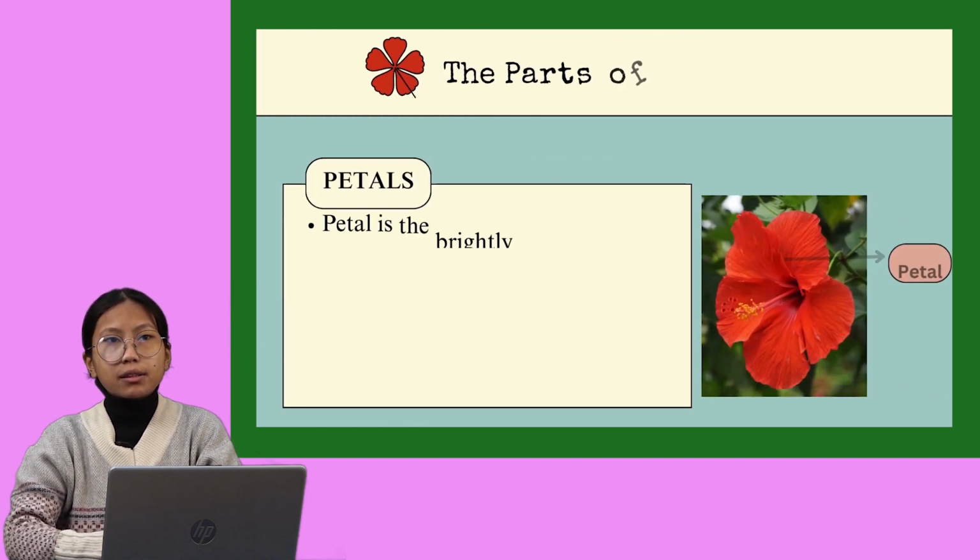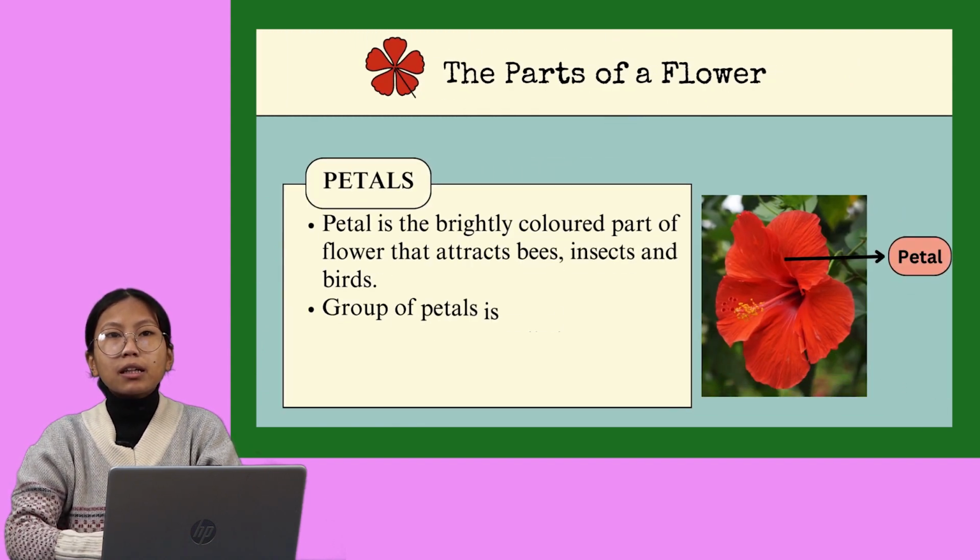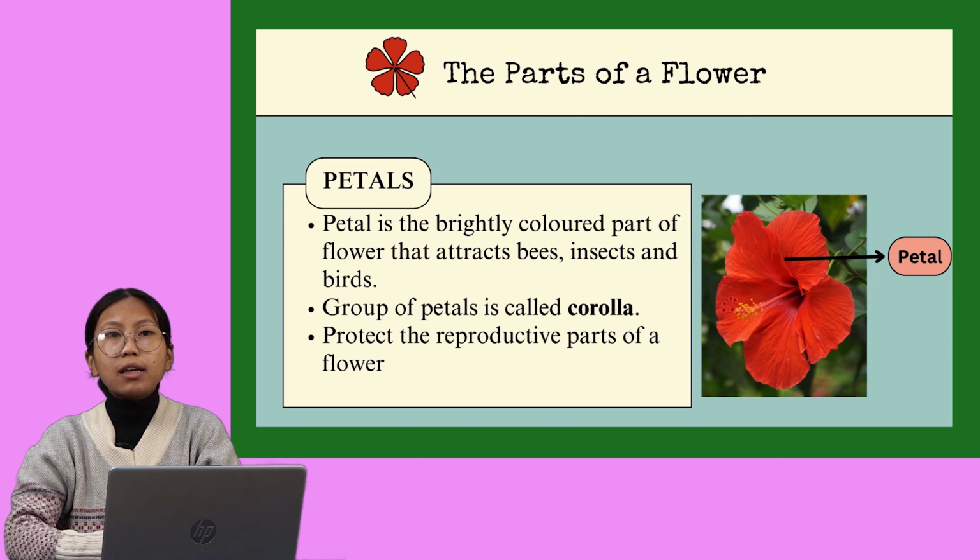Next, petals. Petals are the brightly colored part of the flower that attracts bees, insects, and birds. Group of petals is called corolla. Corolla protects the reproductive parts of a flower.